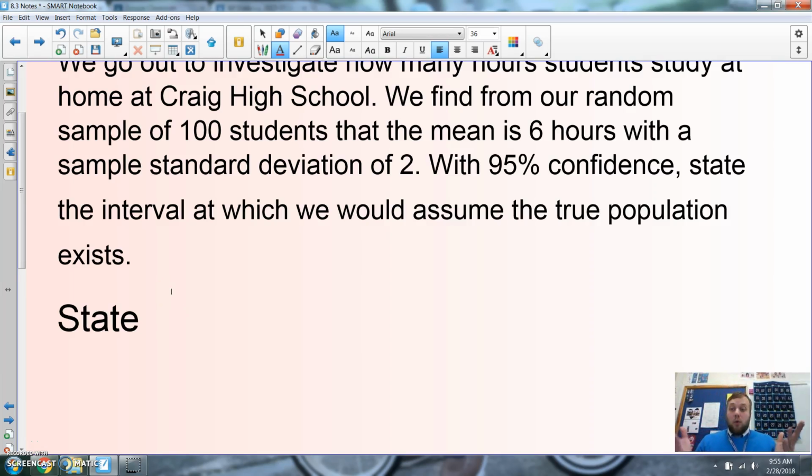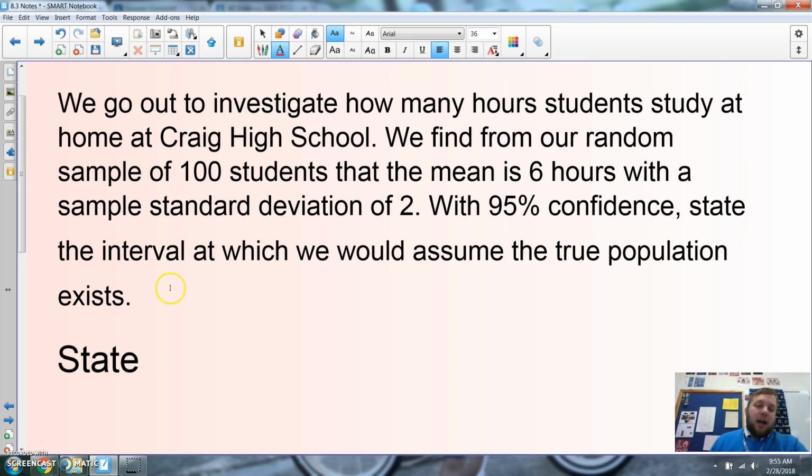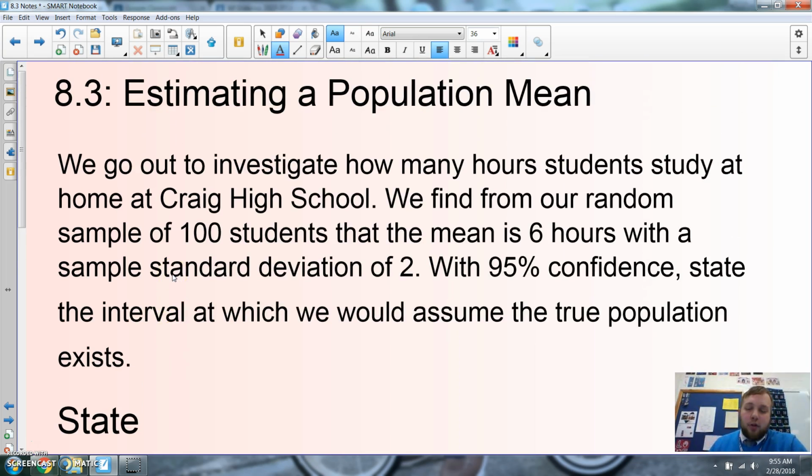Okay, woo! Lesson 3. This is it. 8.3 will be over. All right. So, I'm going to do one more story problem, then we're going to tie up some loose ends. I just want to make sure I touch on.